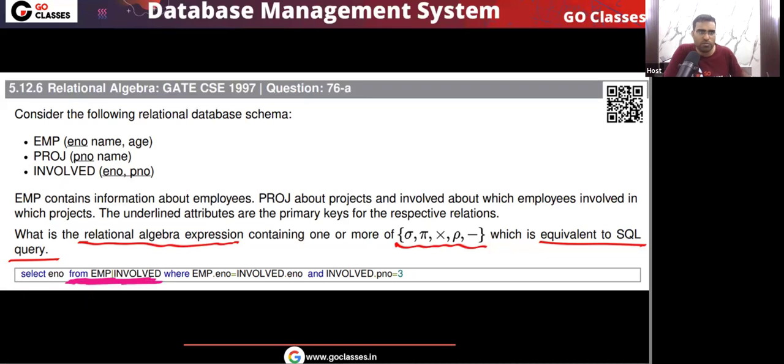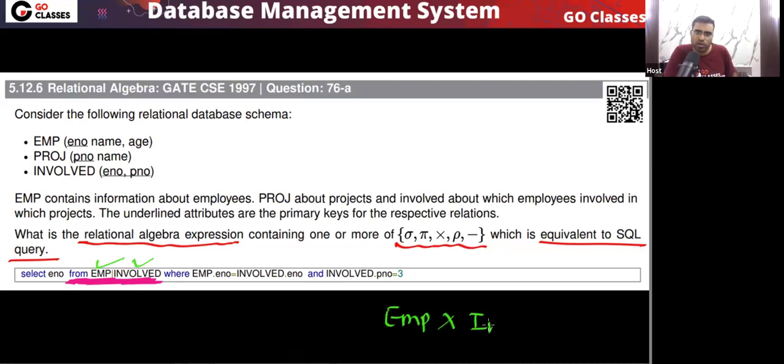So what will we do? First we will do their cross product. We want a relational algebra expression. So remember, first we will do the cross product of employee and involved.